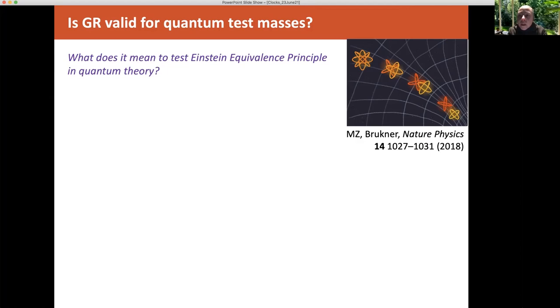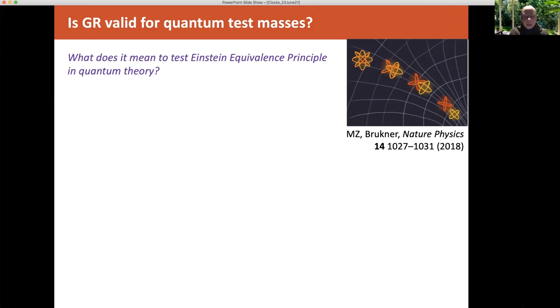But I would argue that this view can only really be applied to fundamentally elementary particles with no internal structure. And as soon as we have some internal structure, and this is really how all the experiments are done, then what it means to test the equivalence principle does actually differ.